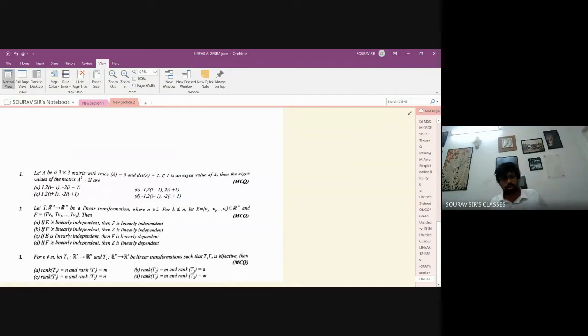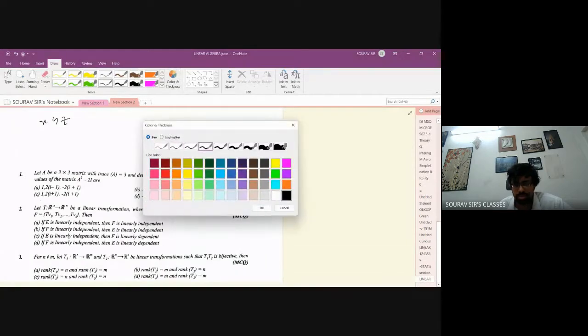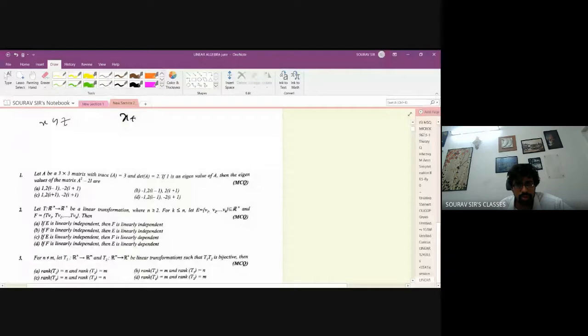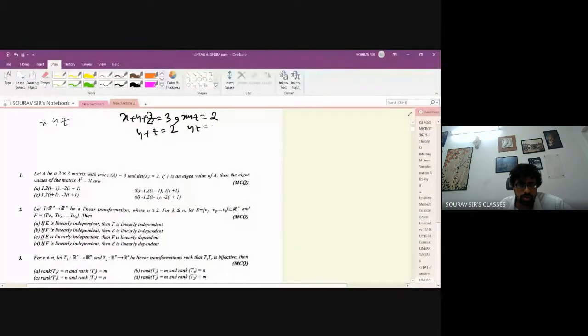First of all, we're dealing with a matrix A, a 3 cross 3 matrix. So let the eigenvalues be x, y, and z. Trace of A is the sum of the eigenvalues, and determinant is the product. So x plus y plus z equal to 3, xyz equal to 2. One of them is 1, so y plus z equal to 2, yz equal to also 2.